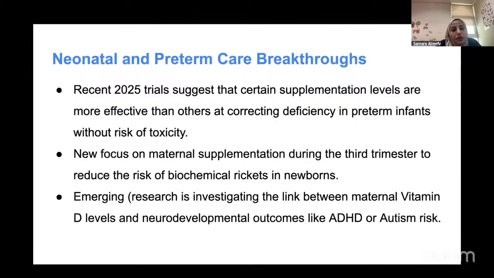In preterm care, recent 2025 trials suggest that certain supplementation levels are more effective than others at correcting deficiency in preterm infants without the risk of toxicity. And now there is new focus on maternal supplementation during the third trimester to reduce the risk of biochemical rickets in newborns.